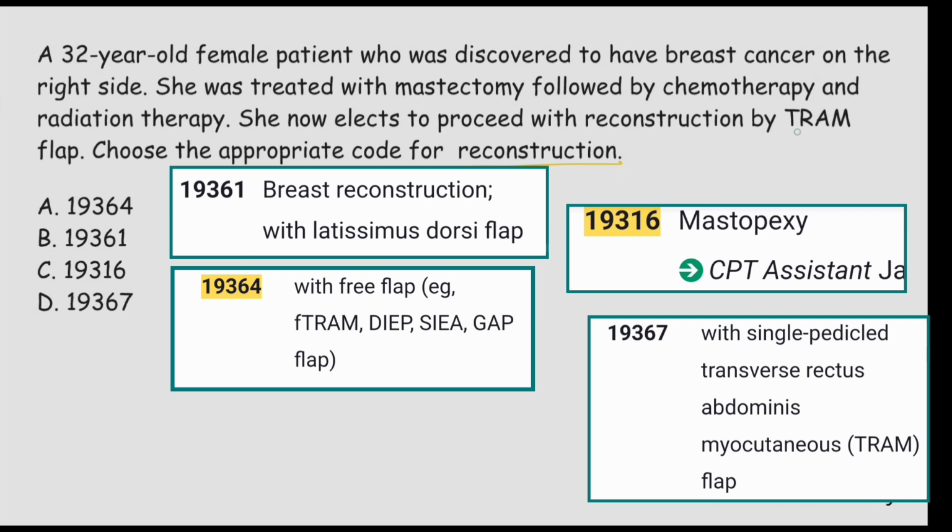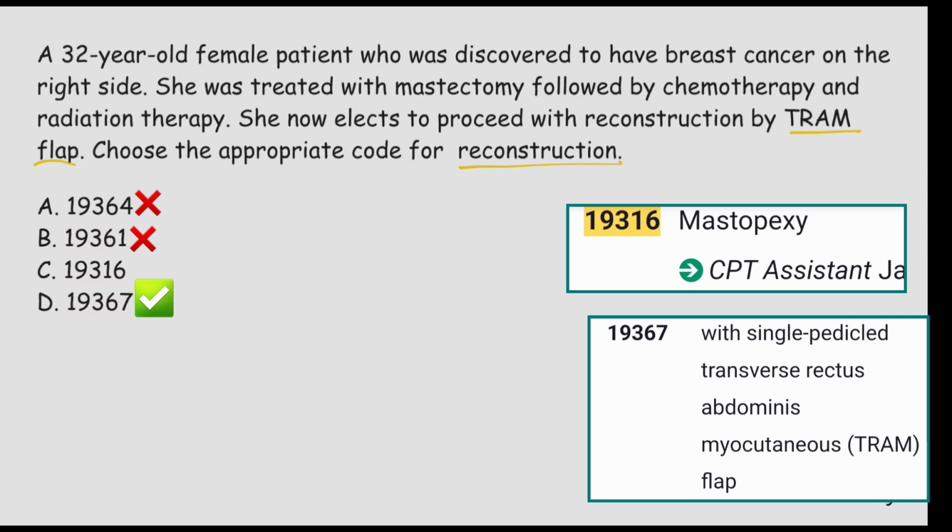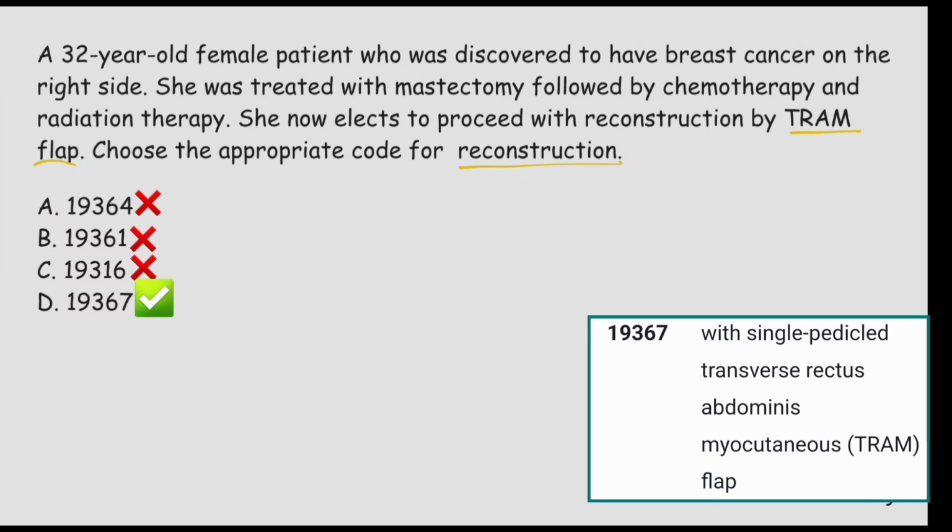In the question they have mentioned reconstruction by TRAM flap. So it is exactly matching with the code 19367, that is breast reconstruction with TRAM flap. Therefore, option D is the right answer. We'll eliminate option A, 19364, because that is for with free flap. That is wrong. And 19361 is for with latissimus dorsi flap. That is also wrong. And 19316 is for mastopexy. So that is also wrong. The right answer is option D.